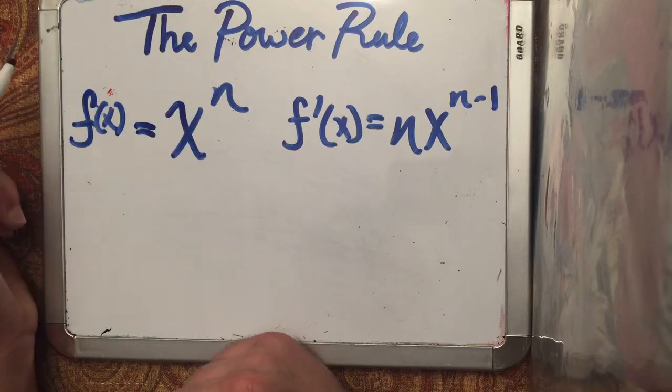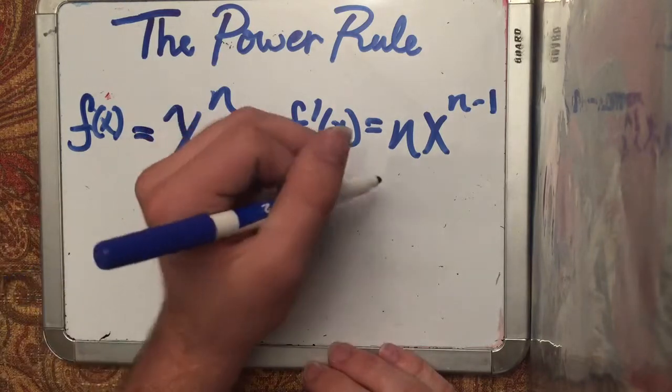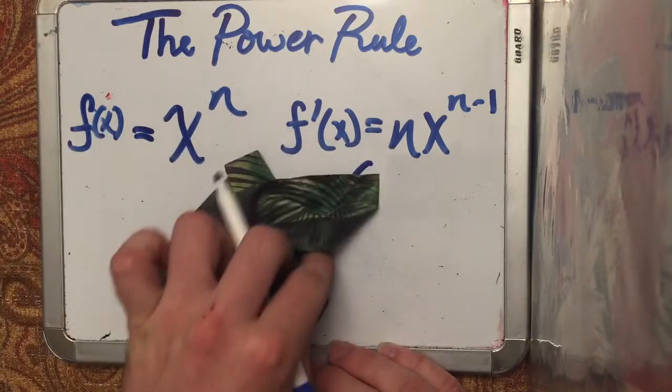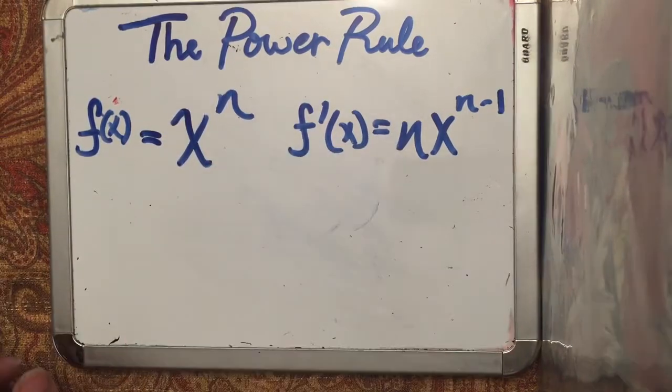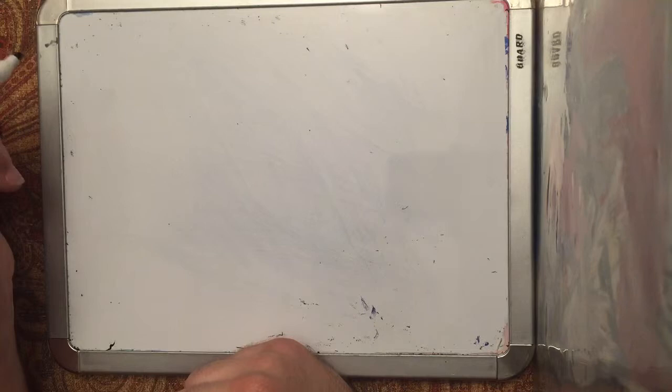And this is only if n is a rational number. So n cannot be any fraction. And that'll be explained in a little bit. Let's look at some key examples.